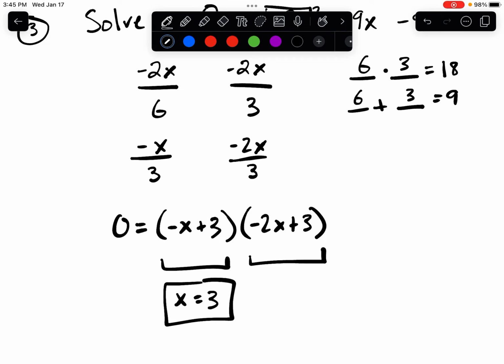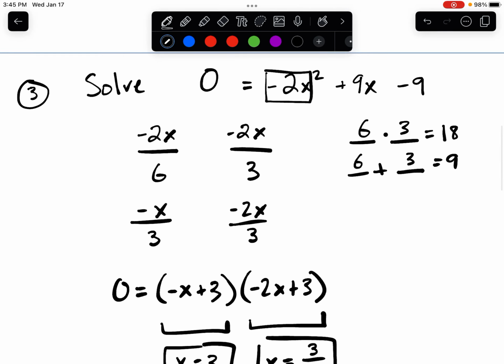And from here, I could plug this in and I would get x equals 3/2, because 3/2 times -2 is -3, and -3 plus 3 is 0. So that would be my answer. Okay, so we get 3 and 1.5, and we can go on Desmos and check this answer, right?